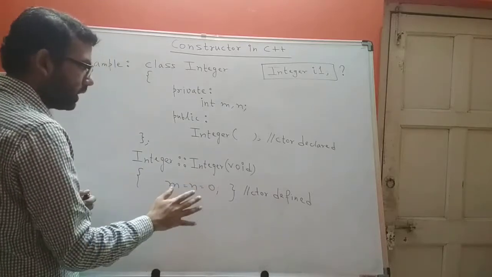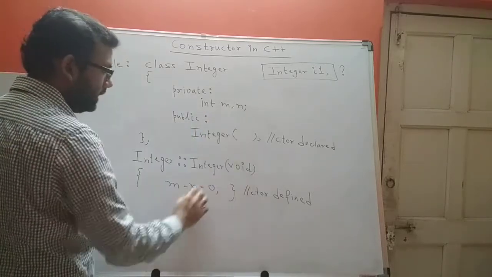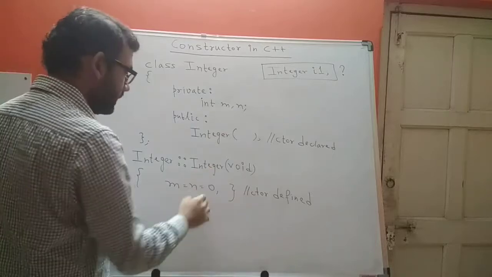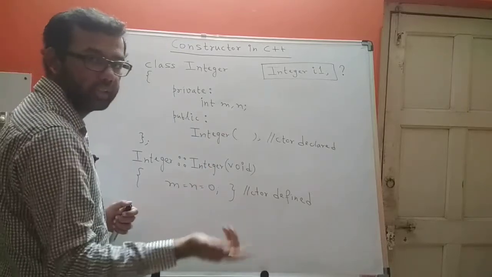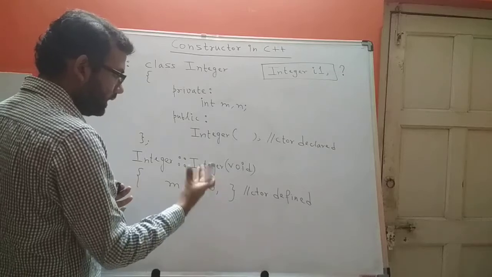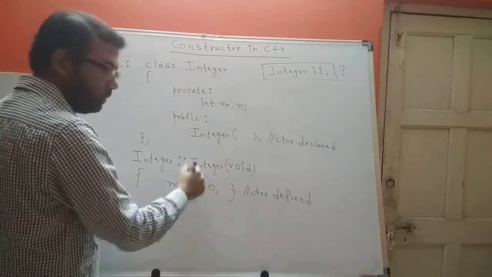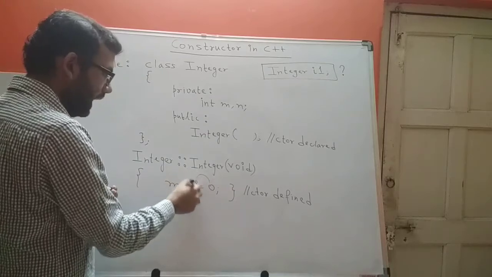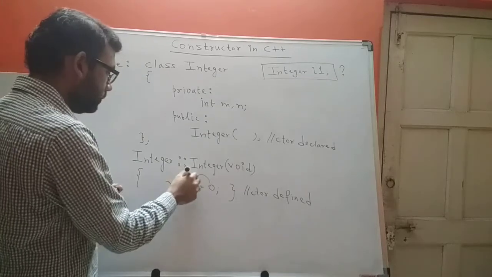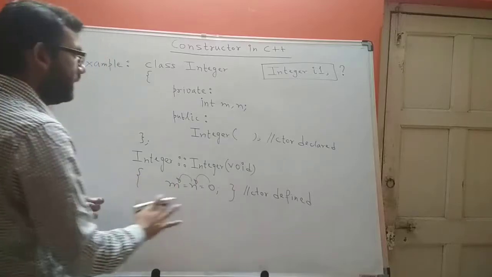And what is this constructor doing? It is simply assigning the data members m and n the value 0. Since the assignment operator is right associative, I can do this. What will happen is, since the assignment operator assigns values from right to left, 0 will first be assigned to n, and then the value in n, which happens to be 0, will be assigned to m. So I can do this in one line. Now, this is fine. I guess this is understood.